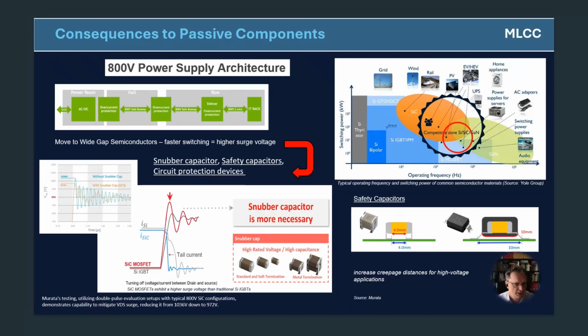Again, we can see a couple of examples of passive components that are dedicated to such wide gap semiconductors. In this illustration is Murata that mentions a specific testing for double pulse load that is typically associated with 800 volt silicon carbide configuration, and the company tests such parts up to over 1000 volt to be able to effectively suppress any spikes of this. The other components are circuit protection devices and safety capacitors, where the appropriate creepage distance has to be set up to increase reliability and capability to withstand the high voltages of such components.